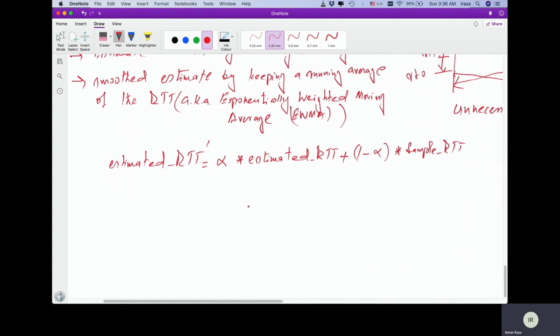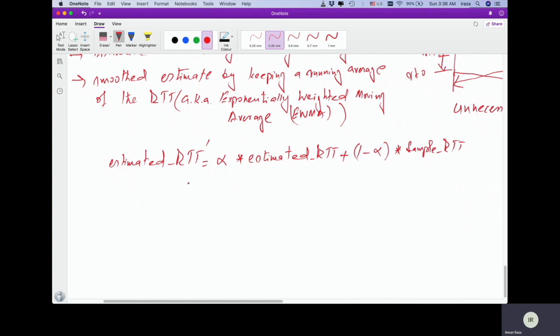Okay, so this is how we control the variation in round trip time, by calculating its running average or exponentially weighted moving average. Here, the sample RTT is the time between a segment being transmitted and its acknowledgement being received. So it's just the recent value. And this new value of estimated RTT is alpha into the previous value of estimated RTT plus (1 minus alpha) into sample RTT.